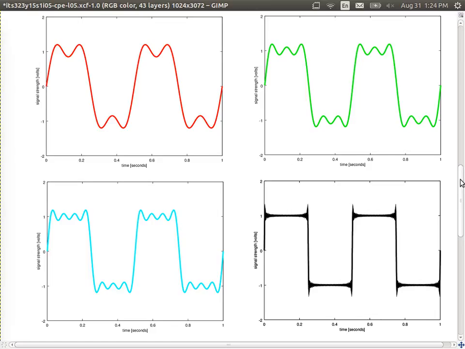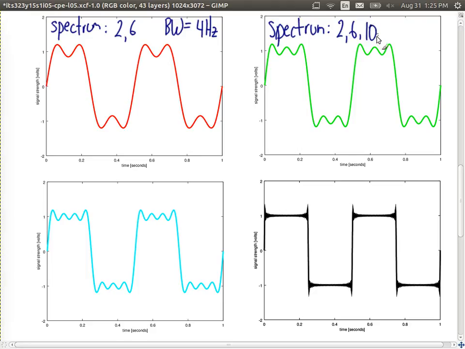Two components, we had components at frequencies of 2 and 6 hertz. The component frequencies were 2 and 6 hertz and gave us a bandwidth of the difference between 2 and 6, 4 hertz. So we've calculated that before. The green one was the first two components plus a third, 2, 6, and 10, giving us a bandwidth of 8 hertz.